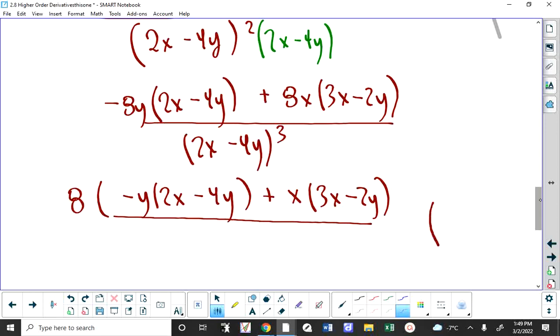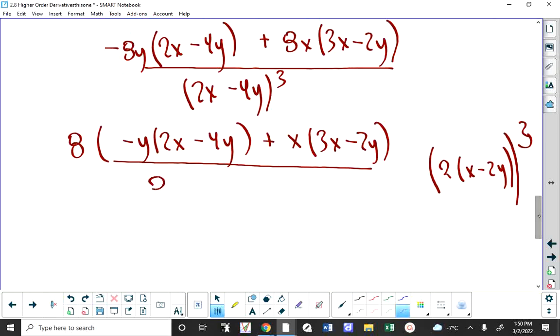That means if I factor a 2 out of the 2x minus 4y, what I have on the bottom is 2 times x minus 2y quantity cubed, which is 8 times x minus 2y cubed, because 2 times 2 times 2 is 8. And the only reason why I'm considering doing that, I hope, is clear, because we had a factor of 8 on the top.